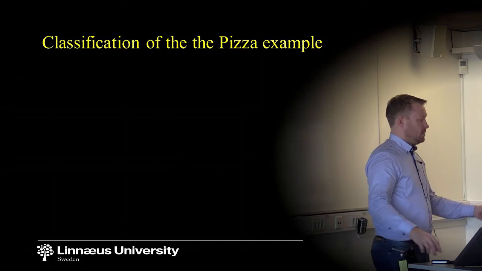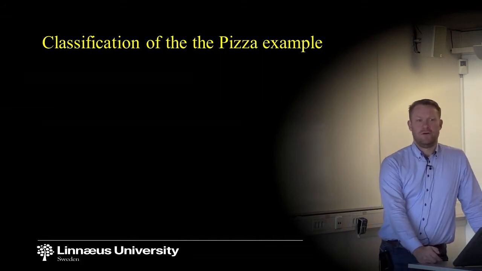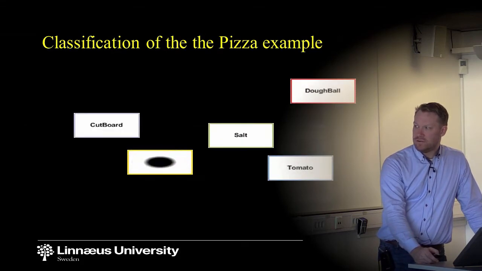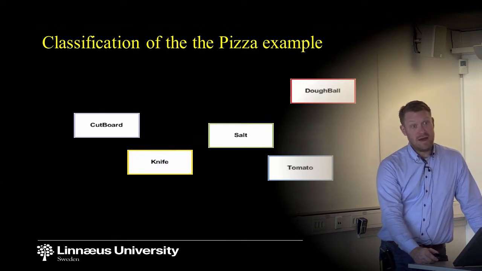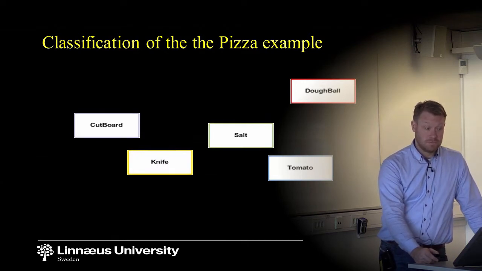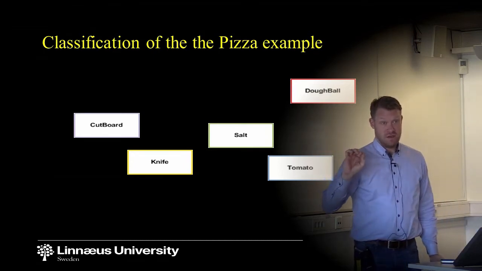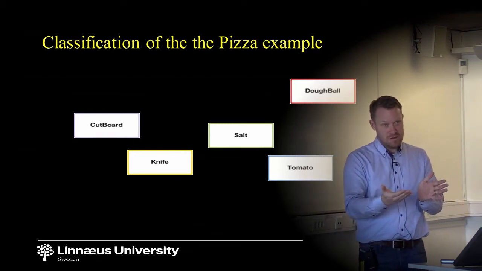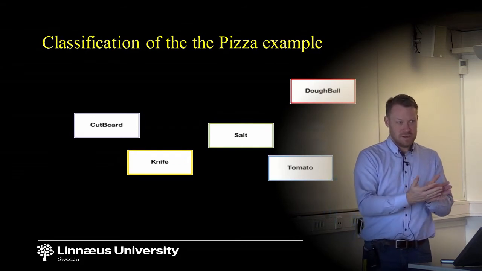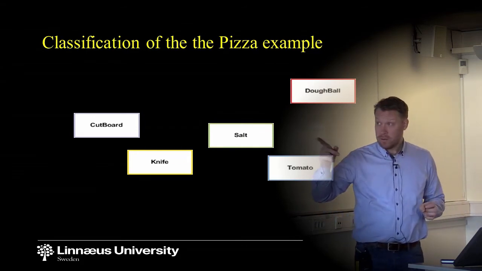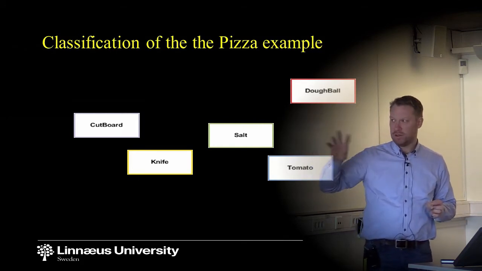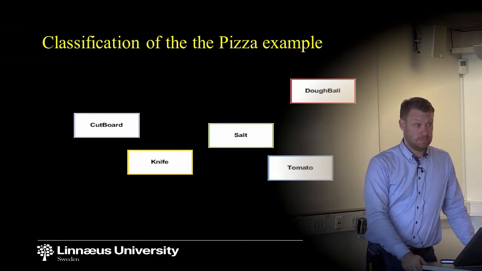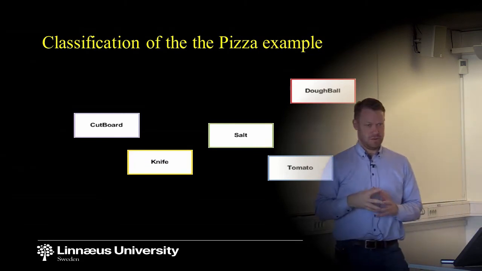And if you look at the classification from the previous slide, what you can see here is we have a couple of classes, user-defined types. So what this says is really just one thing. In our solution, that is the process of making a pizza, we will have cutboard objects, we will have knife objects, we will have salt objects, we will have tomato objects, and we will have noble objects. That's the only thing we can read out from this.